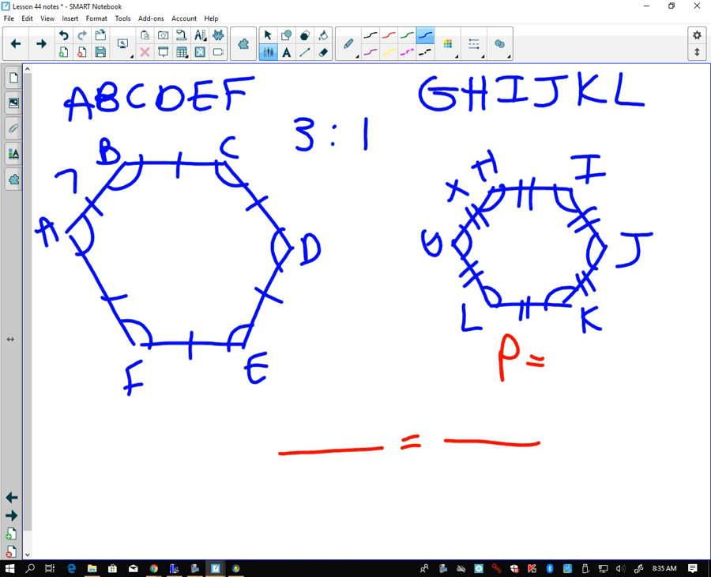So what's 7 times 6? 42. Where do I want to put that 42? In the middle? Well, we're not working on area. We're working on perimeter. So you want to set up 42, as the perimeter of ABCDEF, over 3, which is the ratio of this side, equals x over 1.